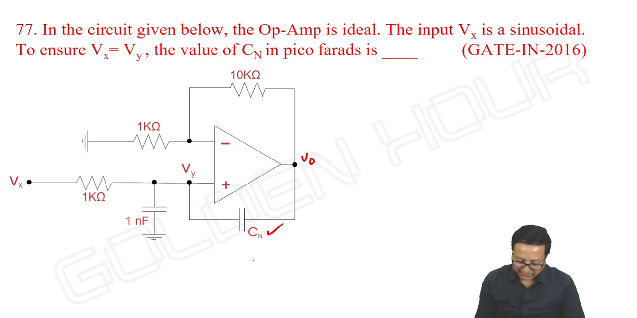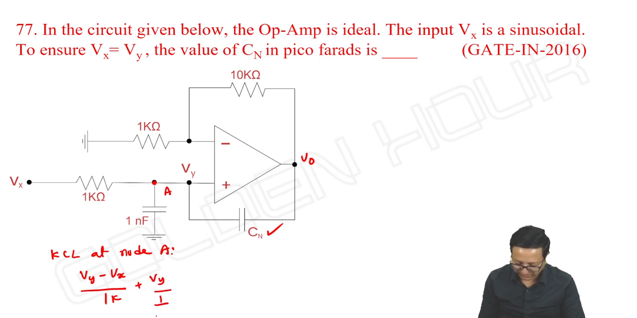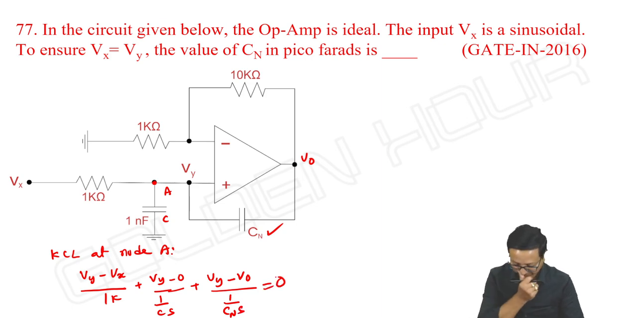If I take this node equation, let me take it as node A, KCL at node A. Vy minus Vx by 1k, plus Vy by 1 by Cs, let me take this capacitor as C, Vs minus 0, doesn't matter, plus Vy minus V output by 1 by Cn into S is equal to 0. Okay.